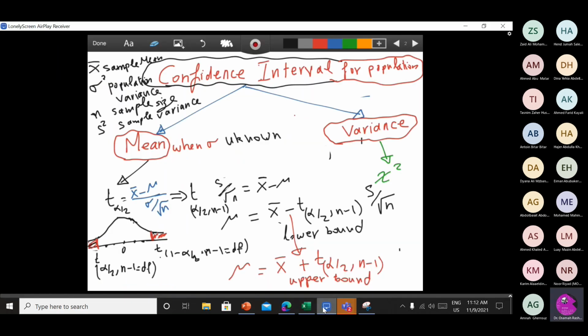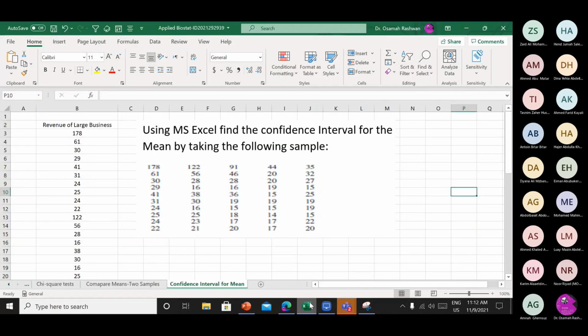Okay. Now, this is the Excel, right? I have a sample here, n bigger than 30, right? So I can use what? I can use Z, right? Yes. Do you think I'm going to use a software to waste my time? Of course not. Okay.